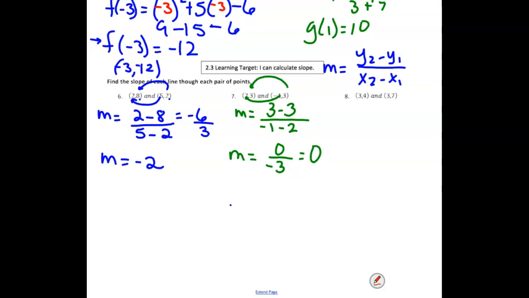For this one, we have 7 minus 4 divided by 3 minus 3. Can we divide by 0? So this is considered undefined.